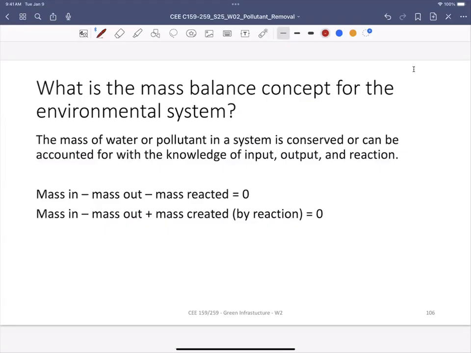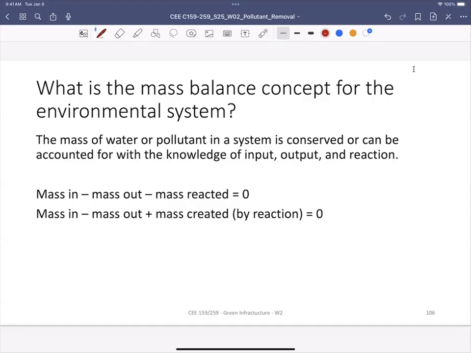All right, so let's learn what the mass balance concept is. What that means is, in a green infrastructure, how much pollutant moves into the system should be predicted as the pollutant leaving the system plus the pollutants reacted or removed in the system. So mass in equals mass out plus mass removed.